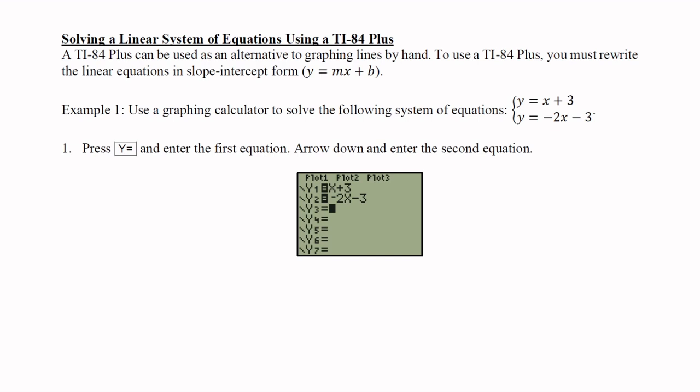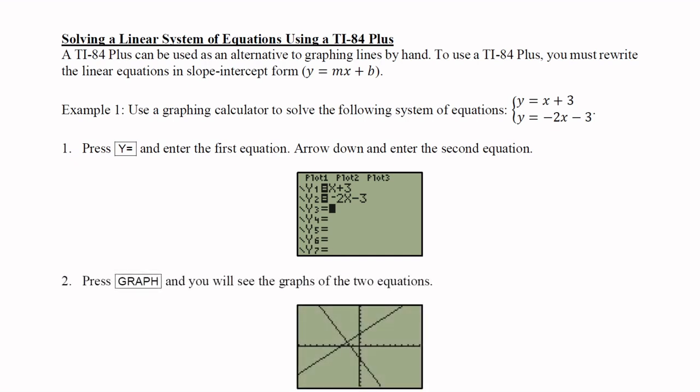We're going to press y equals, and we're going to enter the first equation. And then we're going to arrow down and enter the second equation. Then we're going to press graph, and you will see the graphs of the two equations. So you'll see that we have one solution because they did have different slopes.